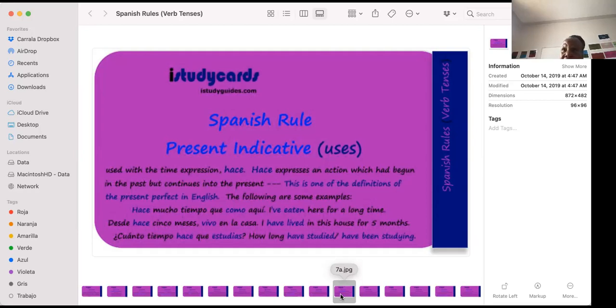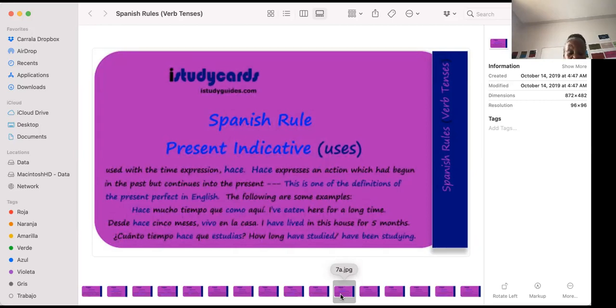In English would be he comido. No, let me say it in English. I've eaten here for a long time, and you can see you're using the present perfect, an action that began in the past and continues into the present. I was going to try to translate it, but it doesn't sound right. It doesn't feel right to me if I say it in the present perfect. Hace mucho tiempo que como aquí.